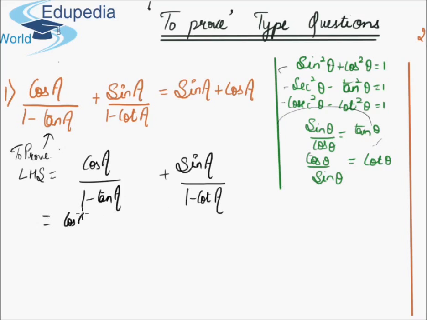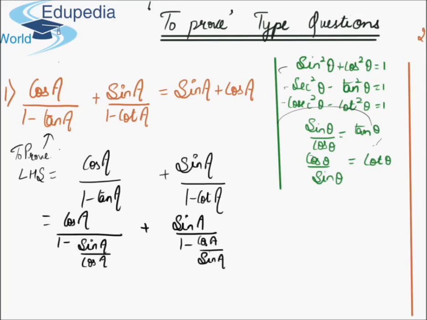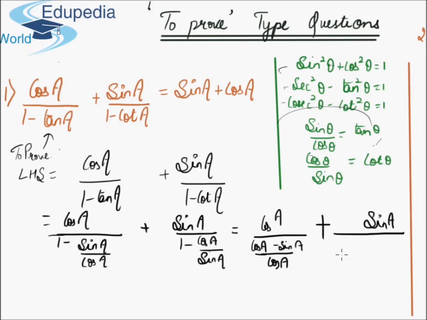So the left hand side becomes cos A over 1 minus sine A over cos A plus sine A over 1 minus cos A over sine A. In the denominator of the major fraction we can take the LCM, and we will get cos A as the LCM, and over here cos A minus sine A. Similarly, for the second part, the LCM is sine A, and we have sine A minus cos A in the numerator of the major denominator.